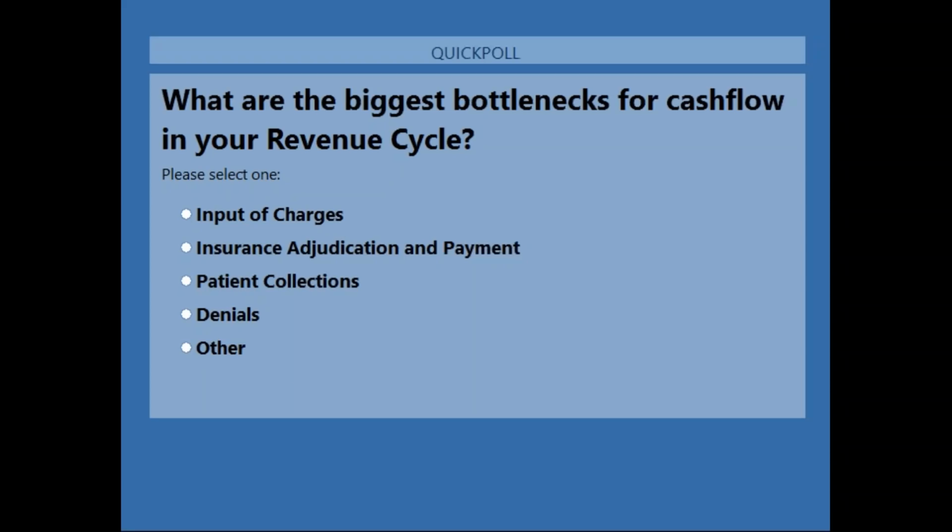So now that we've talked about how we can visualize finding these performance gaps, I'd like to quickly take another survey. What are the big bottlenecks within your revenue cycle right now? Is it charges going in? Is it getting payments back from the payers? Do you have an issue with denials, or is it something else that maybe we're not discussing?